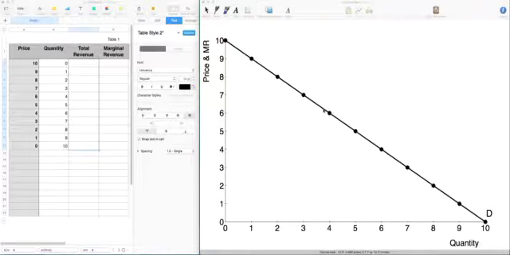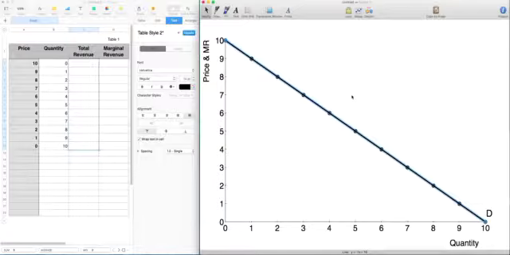For monopoly, remember, we have a downward sloping demand curve because the monopolist is a sole seller of a particular product, meaning the demand curve a monopolist faces is the market demand curve. So we have a downward sloping demand curve here representing the market demand curve. This is the demand curve that a monopolist faces.